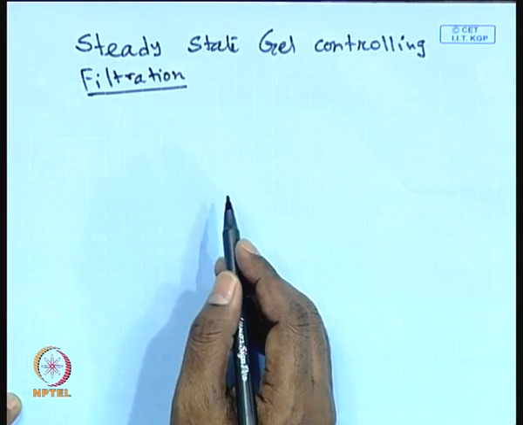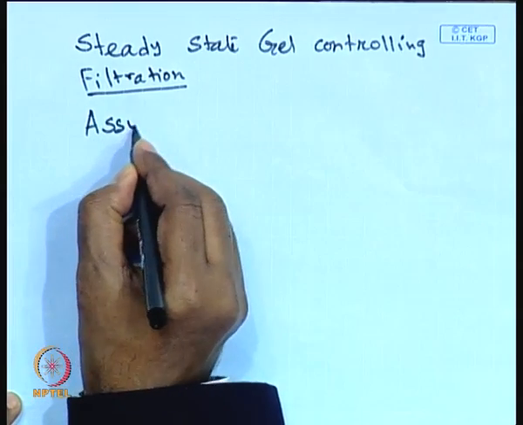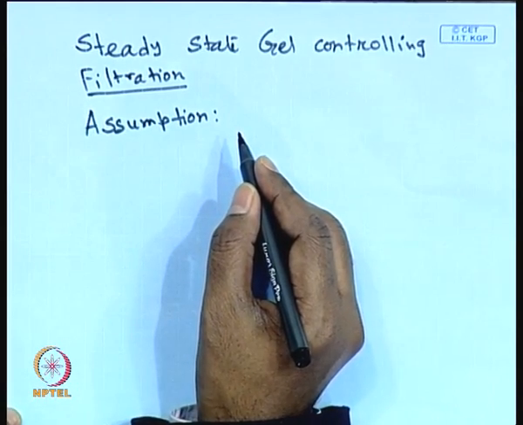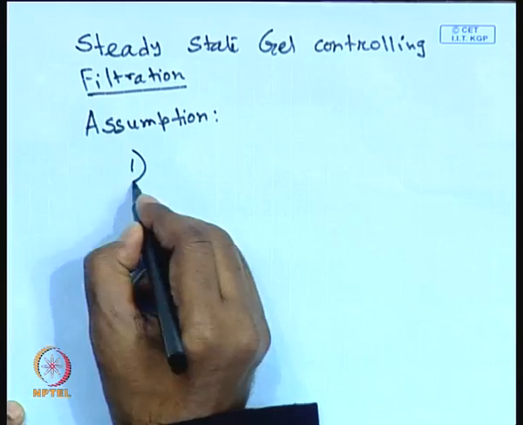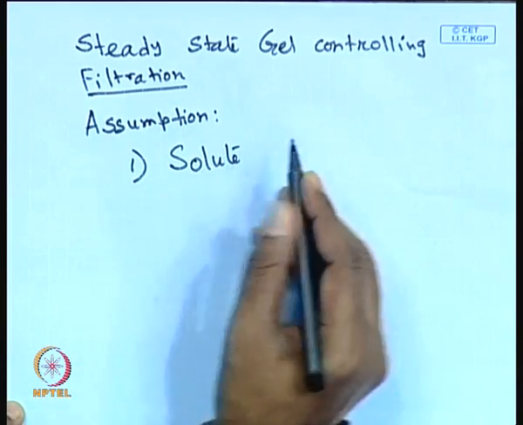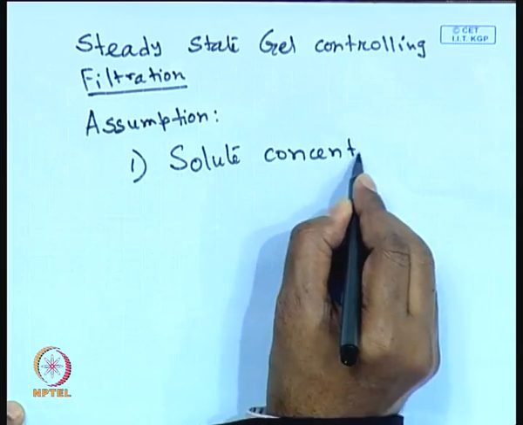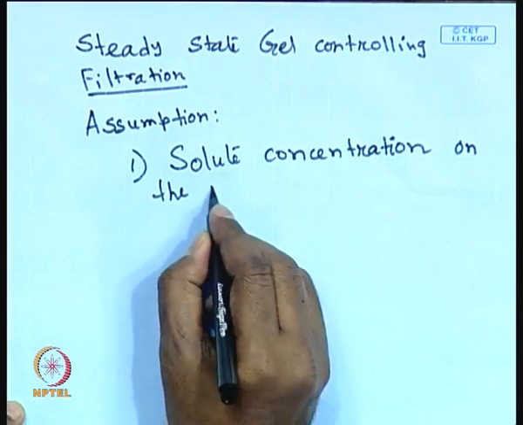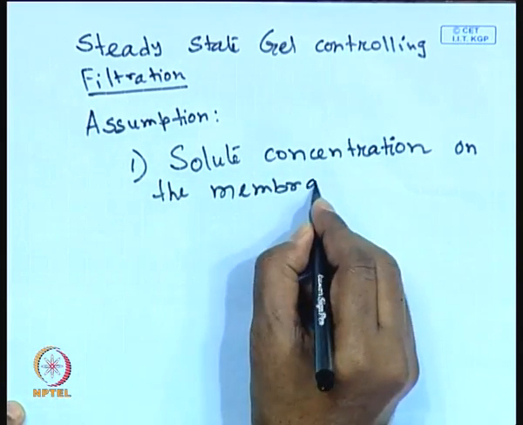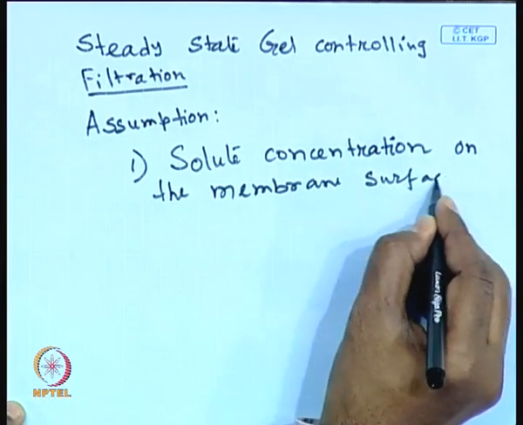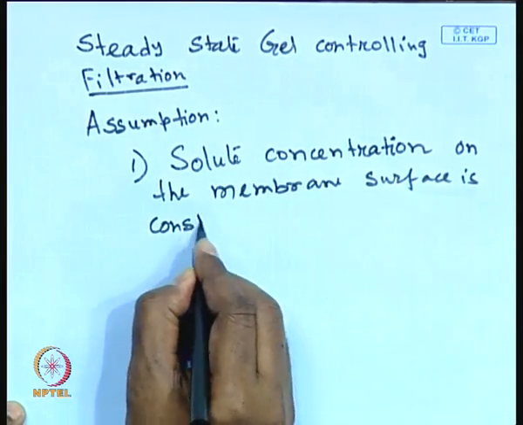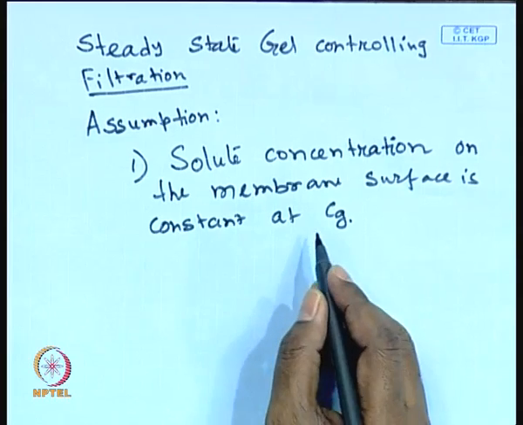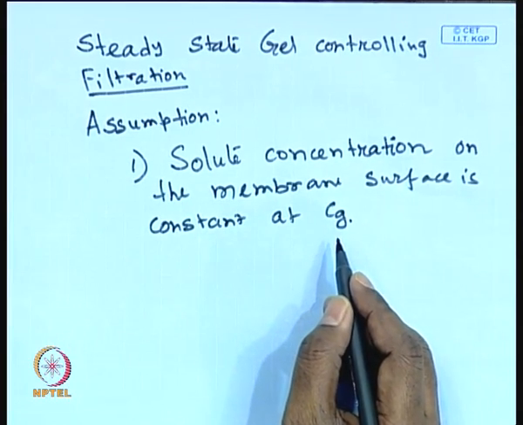In case of gel layer filtration, the first assumption is the solute concentration on the membrane surface is constant. Okay. Assumption number one. Solute concentration on the membrane surface is constant at a gel layer concentration Cg. How to obtain this gel layer concentration Cg, that we will discuss later on.